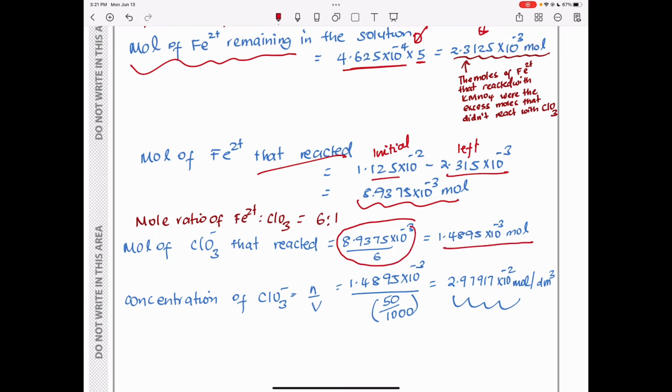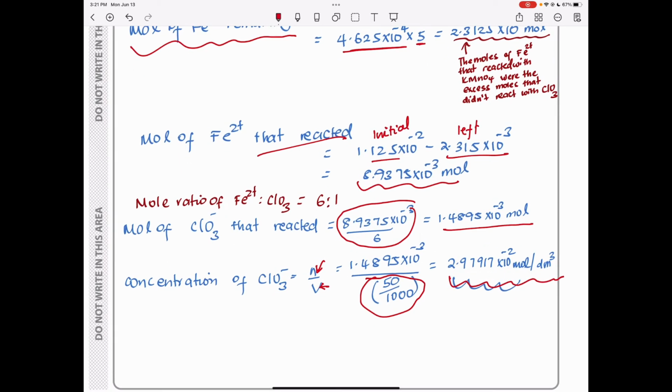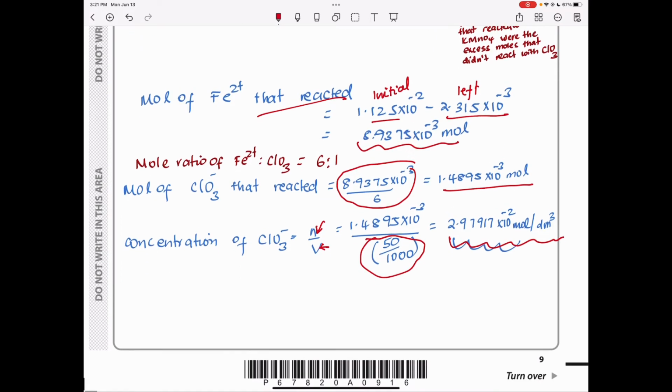And then finally, we can find the concentration, which is going to be number of moles divided by volume. So again, volume is 50 centimeters cubed. Divide that by 1,000 to convert it to decimeters cubed. And that comes out as our final answer, 2.97917 times 10 power negative 2 mole per decimeter cubed.